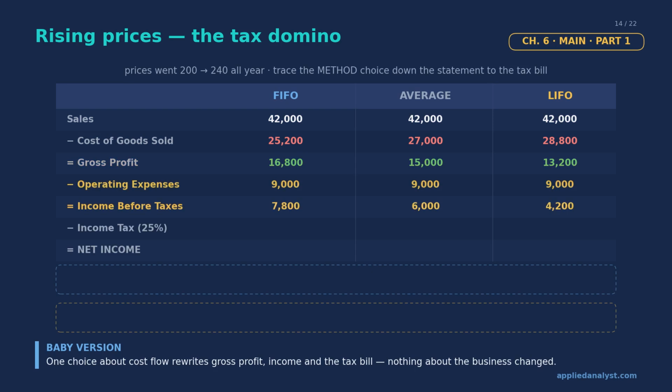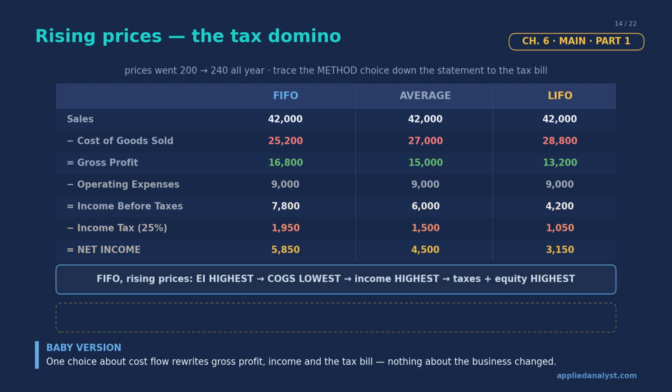Income before taxes, 7,800 for FIFO, 6,000 for average, and 4,200 for LIFO. Tax at 25%, then net income. FIFO 5,850. Average comes to 4,500 and LIFO 3,150. Same sales, 3 different bottom lines, entirely from one choice about cost flow.